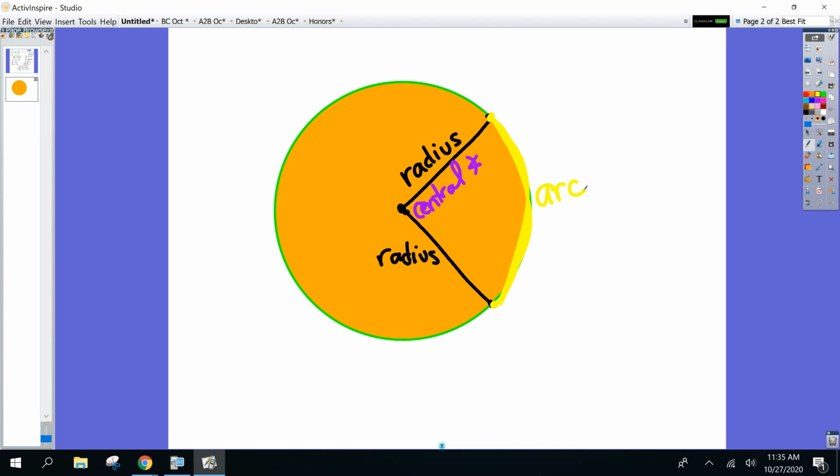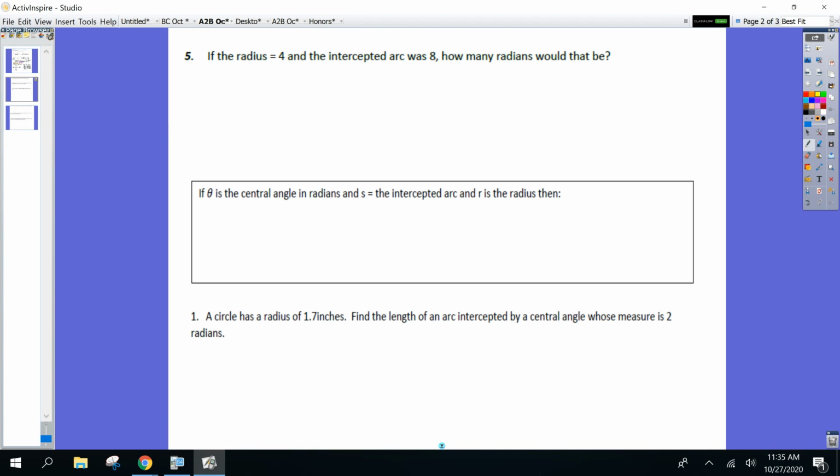Okay, let's go back to the questions now. Let's go to number 5. I just want to set up the diagram first. Can you help me set up the diagram? I have a circle. Radius is 4. So everyone draw your circle with a radius of 4, and also draw in another radius of 4 because I need to form an arc here. And the intercepted arc, the arc formed by those two radii, is 8 units long.